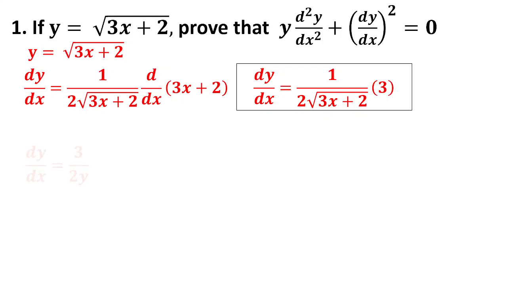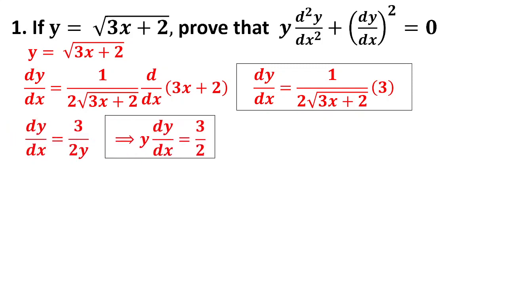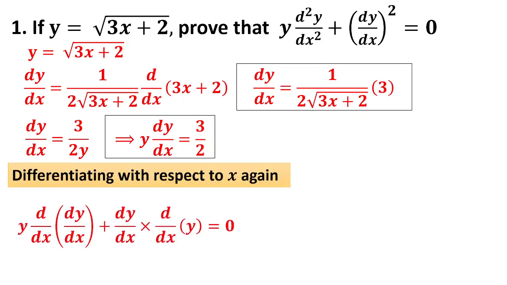Before you start the second derivative, what can I do now? I can replace that square root of 3x plus 2 as y. It is given in the question. Now you do the cross multiplication. Y into dy by dx is equal to 3 by 2. Now, after the substitution, let us try the second derivative. Keep y, differentiate dy by dx, plus keep dy by dx and differentiate y.